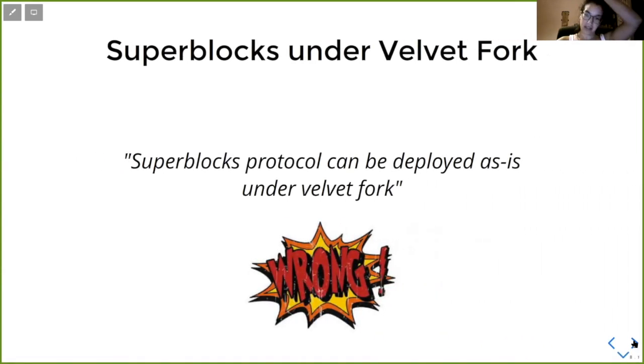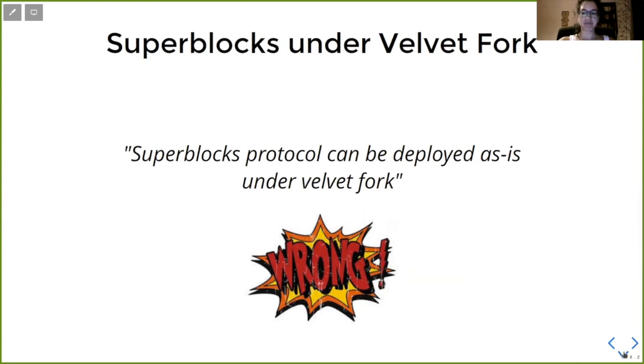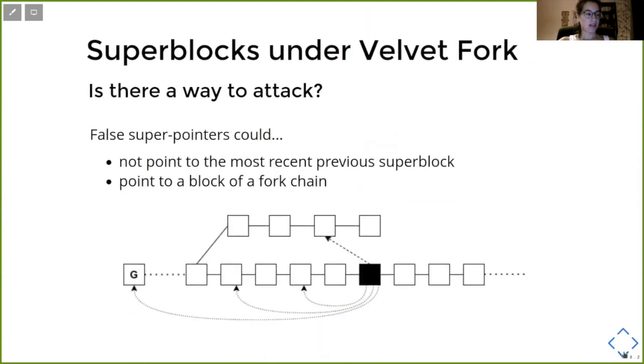So we have that argument of the original Superblock NIPoPoW paper, that the Superblock protocol can be deployed more or less as is under Velvet fork, and it will work secure and efficient enough. But this is not true, and let's see why. As we said, under Velvet fork conditions, the honest parties have to accept any block that contains any auxiliary information, regardless of its validity.